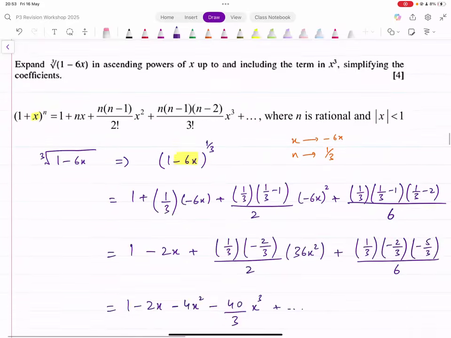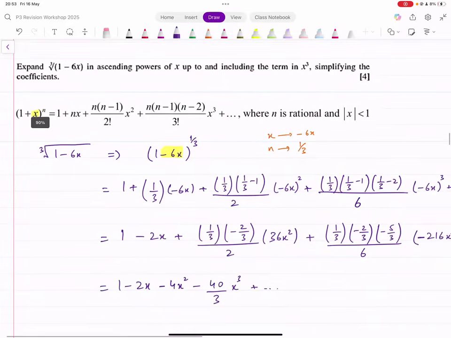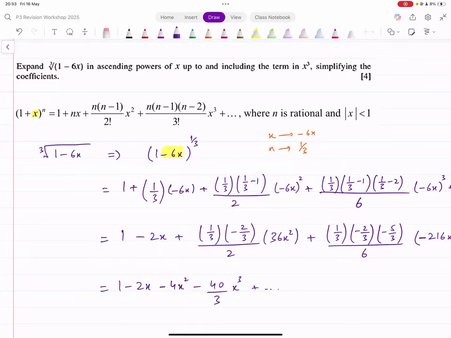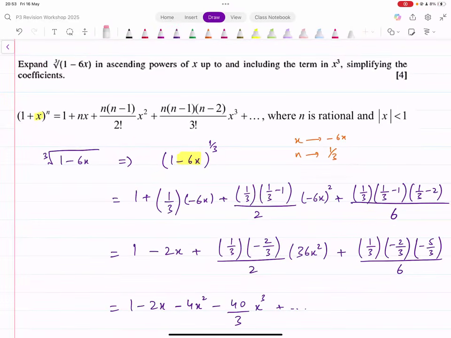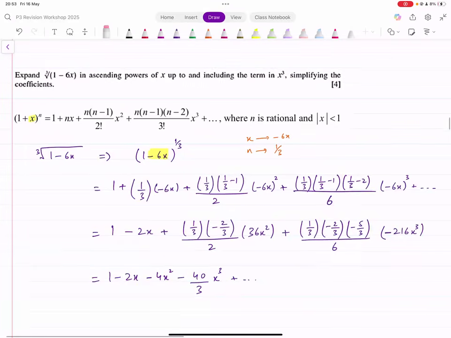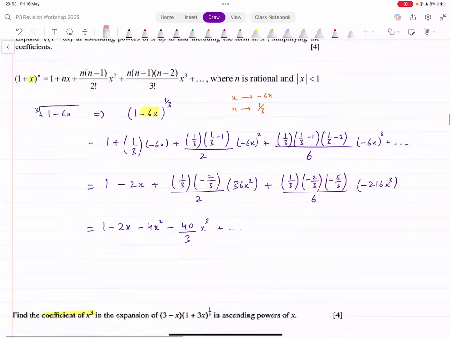Now, let's have a look at some more examples. I'll come back to that. Expand cube root of 1 minus 6x. Okay, now how do we do this? Cube root of 1 minus 6x. We first of all write this in power form, so it becomes 1 minus 6x whole raised to power 1 over 3, and then we expand it like we normally do. We input values in the formula, and then we just simplify that.